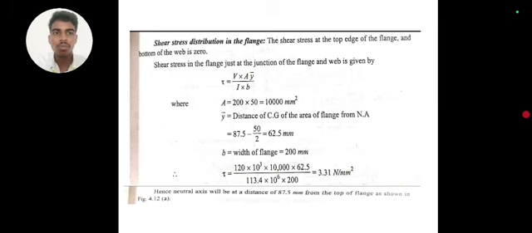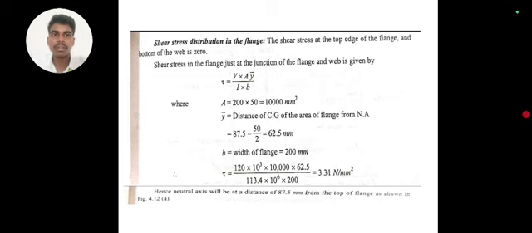Tau is equal to V, 120 into 10^3, into A, 10,000 mm², into y bar, 62.5 mm, divided by I, the moment of inertia, 113.4 into 10^6, into B, 200, equal to 3.31 Newton per mm². Hence the neutral axis will be at a distance of 87.5 mm from the top of the flange as shown in the figure.